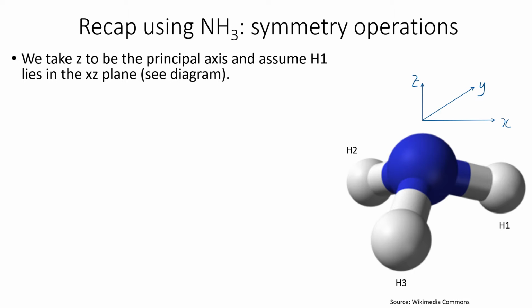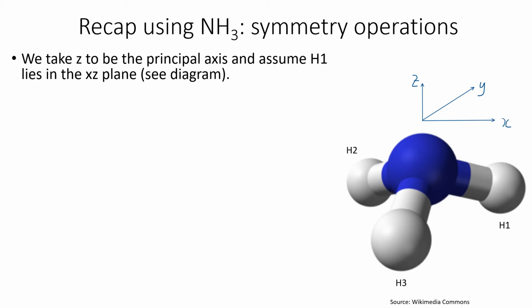And the first thing we really need to do is to define our axes. So we're going to define the z-axis as the vertical axis. It's the axis of highest symmetry, because going through the central nitrogen atom it's going to hold all the threefold symmetry of the molecule. You can see I've numbered the hydrogens there on the slide, H1, H2 and H3.